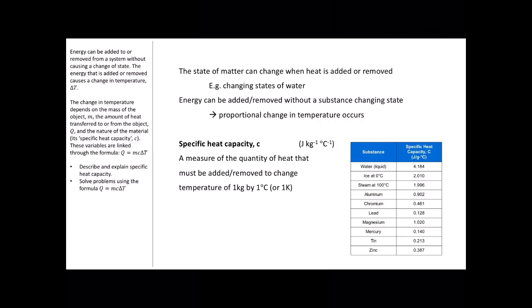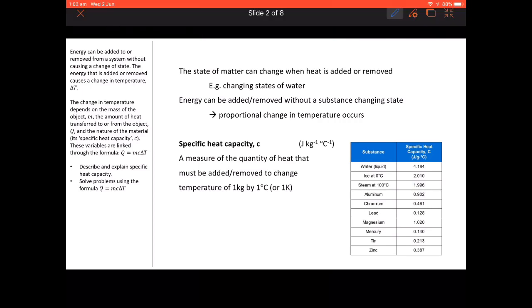The change in temperature depends on the mass of the object, the amount of heat transferred to or from an object, and the nature of the material, so its specific heat capacity. These variables are linked through the formula Q = mcΔT. So that's heat equals mass times specific heat capacity multiplied by the change in temperature.